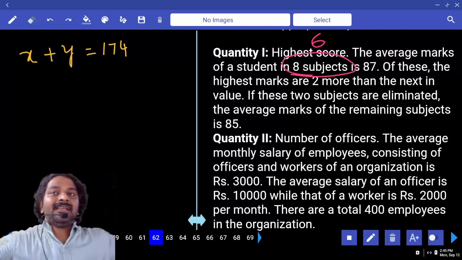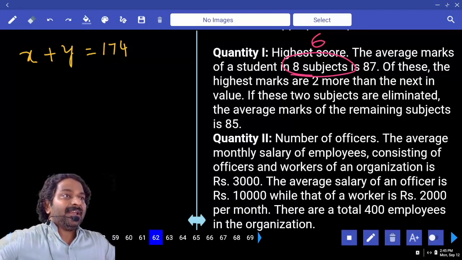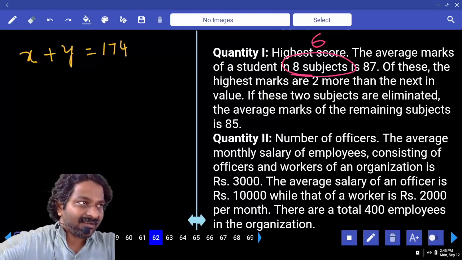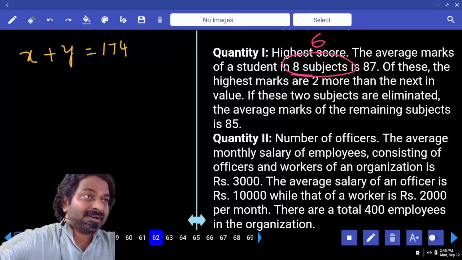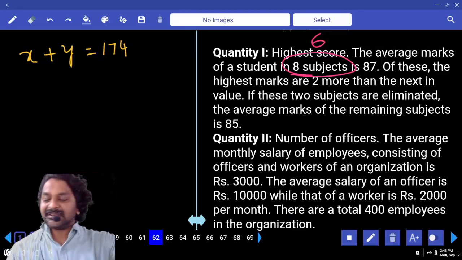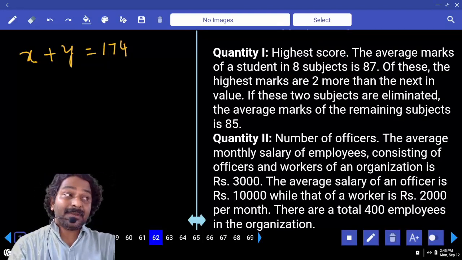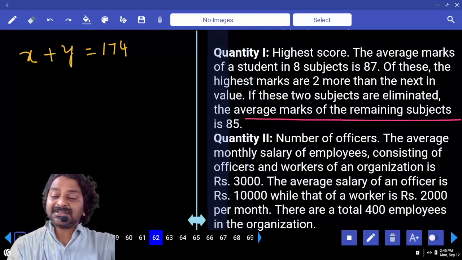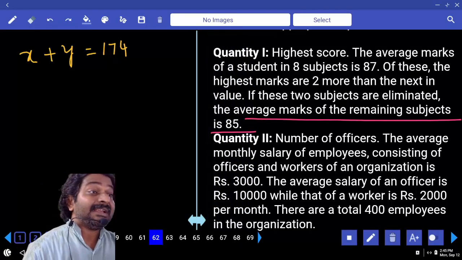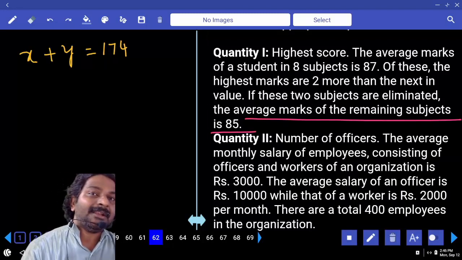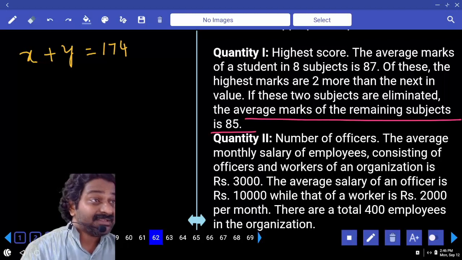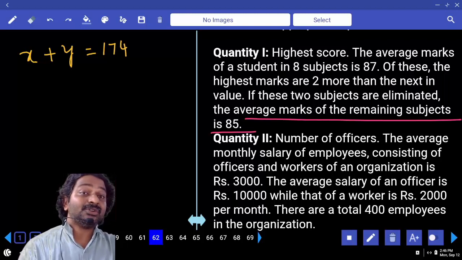87. So those 2 people who are excluded, if their marks are 87 and 87, then for the remaining 6 members the average should be 87 only, correct? But come to the question, what happened? When these 2 people are eliminated, the average marks of the remaining subjects becomes 85. But how much do we have? 87. But it got reduced by 2, right? Reduced by 2 for how many members? 6 members only. That is 6 into 2, 12, right?